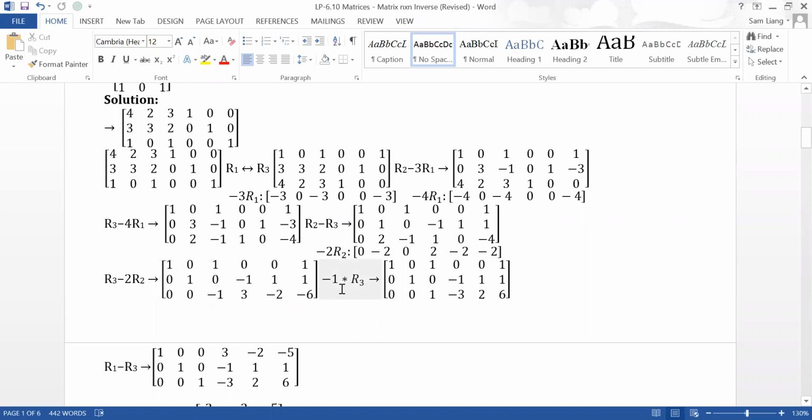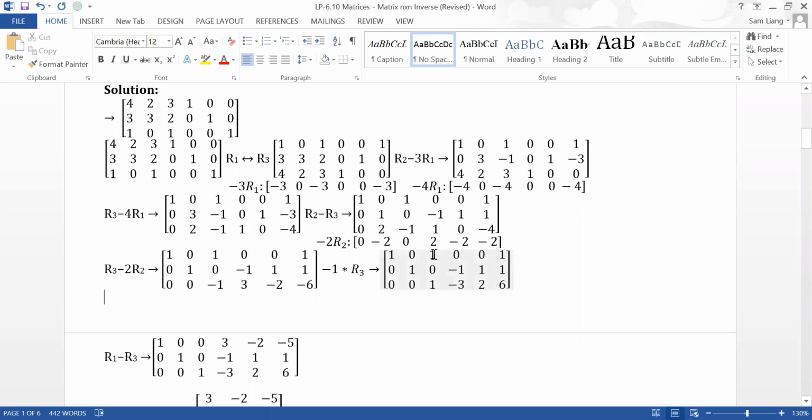After that, we'll do reduced row echelon form. But where we left off was here: negative 1 times R3. Instead of a negative 1, I want a positive 1, so I just multiply by negative 1. Easy enough. We get 1, negative 3, 2, 6. And luckily for us, there's only one more step to complete the Gauss-Jordan elimination.